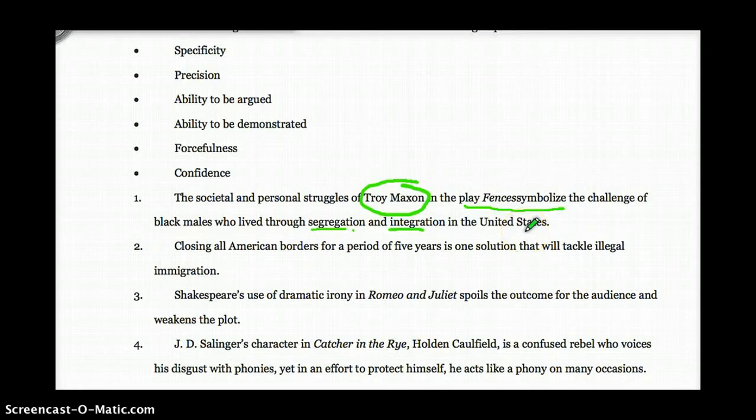There's a lot of debate that could go on with any facet of this topic. The next one, ability to be demonstrated. In this case, because it's more of a literary paper, we would be using evidence or scenes from the play. And there would be scenes that would obviously have to involve this character, Troy. And so, yes, they can be demonstrated.